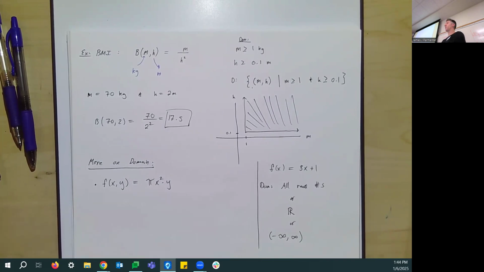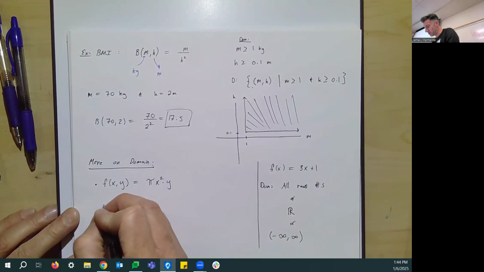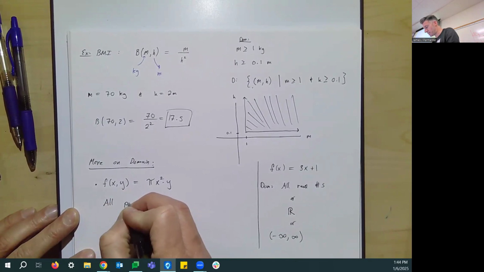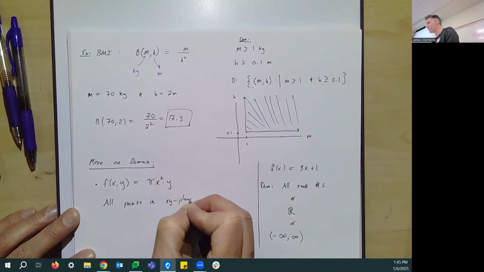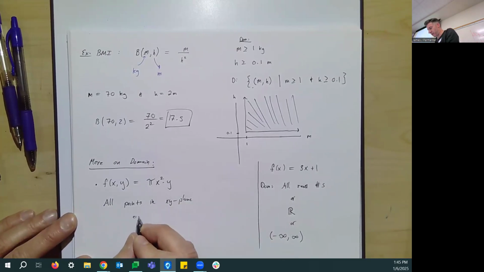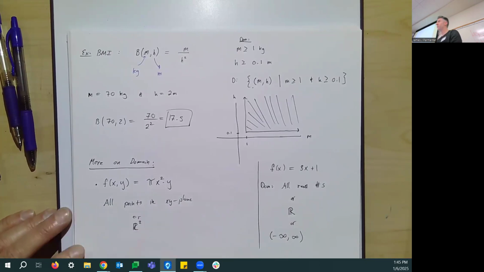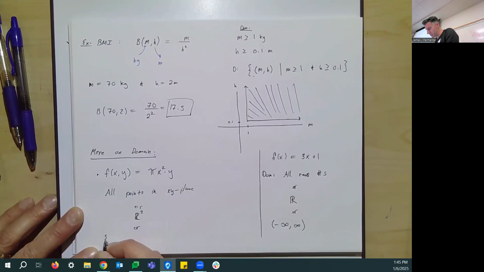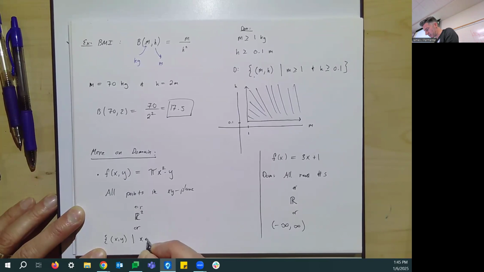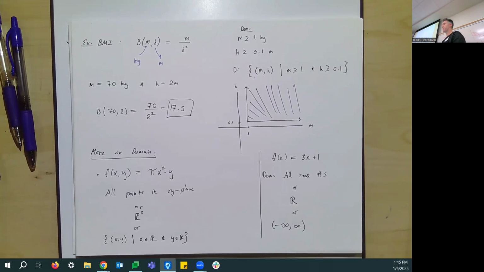So there's a couple ways you can write the domain here. So it's all points in the xy plane. That's one way of writing it. Or if you want to be super fancy, you can write it as R2. We don't say R squared, we really do say R2. But the most usual way you should write this, if you're asked to write it, is the set containing the points x comma y such that x is a real number and y is a real number. Or you could actually write the words x is real and y is real.